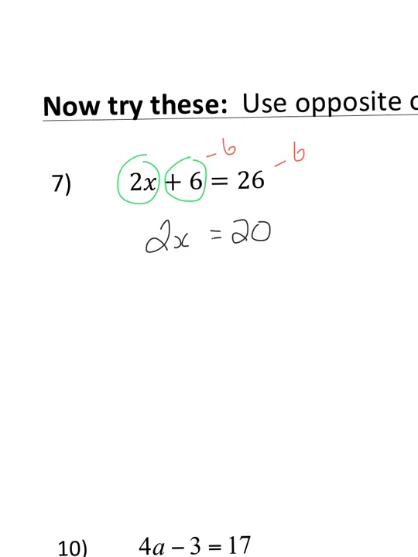Okay, I have one more step. These are called two-step equations for a reason, because I have another step to take care of. I see 2 times x, and I want to get rid of the 2, so I'm going to divide out the 2. And whatever I do to one side, I have to do to the other. So now I have x equals positive 10.